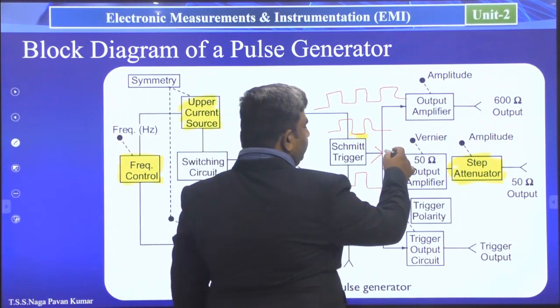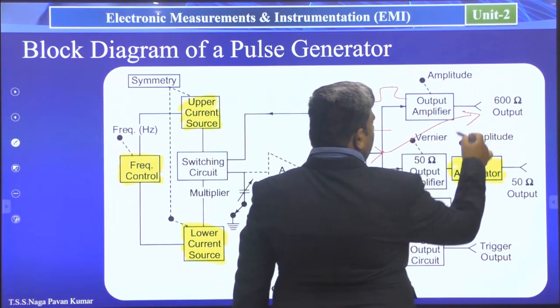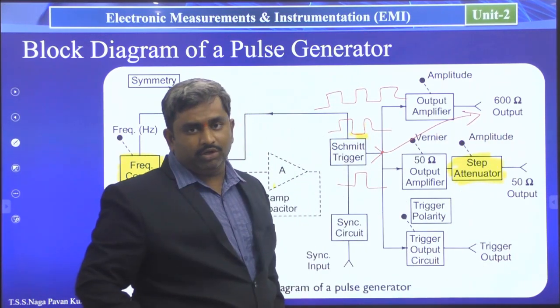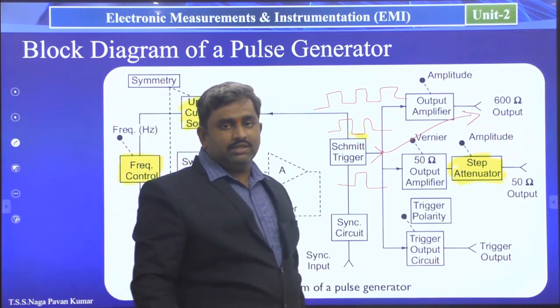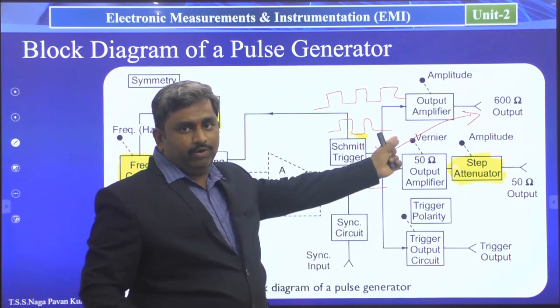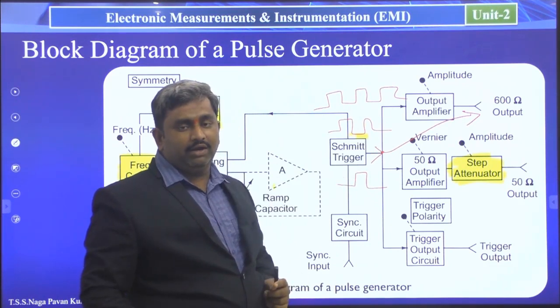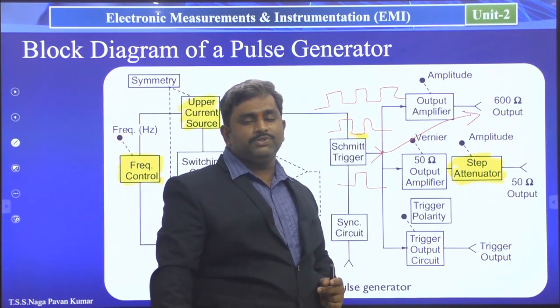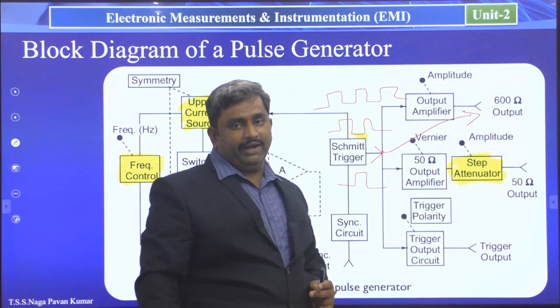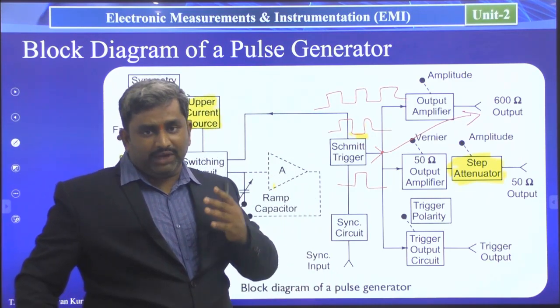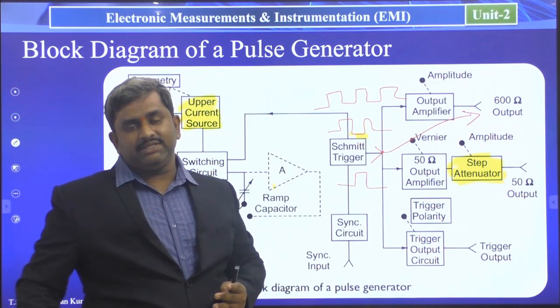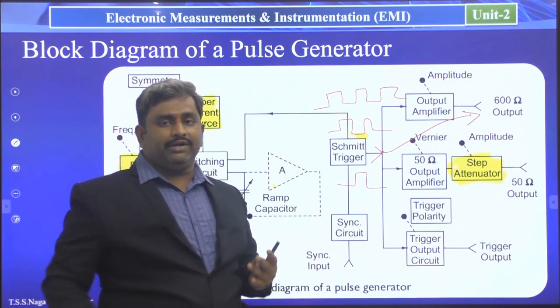This pulse waveform we are directly taking, and the direct output we are taking here with the 600 ohms output impedance. The schematic trigger output after the output amplifier will give 600 ohms output impedance. So the default output impedance is 600 ohms. If you require a specific output impedance, then you have to use that related amplifier.